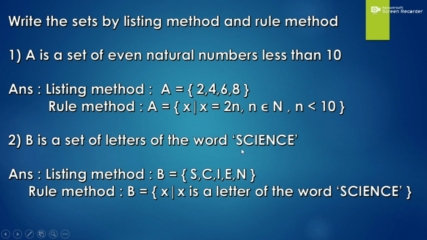Here in this word, c is repeated, and e is also repeated. As we have already discussed in the last video, the listing method does not include the double word.